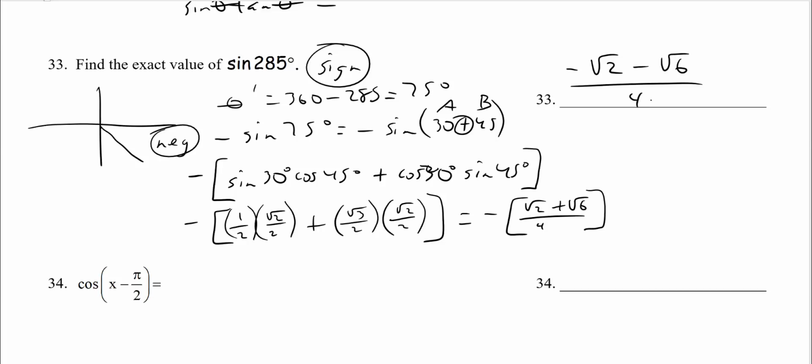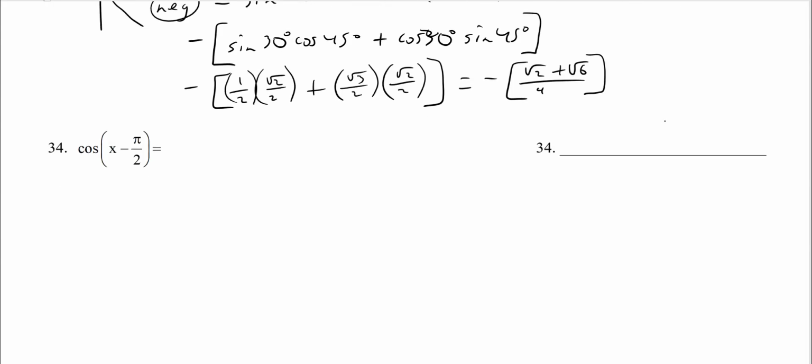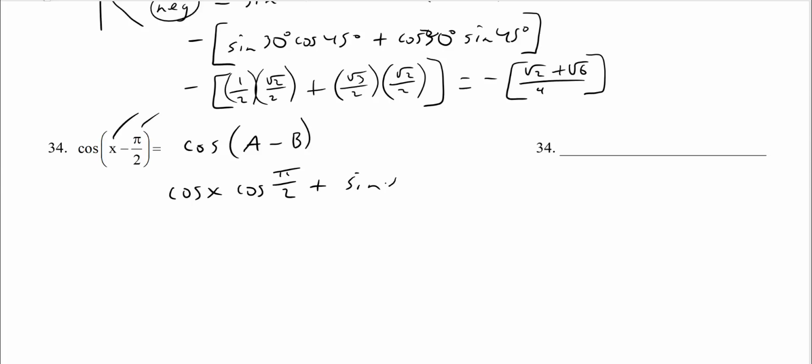Okay? Not bad. So this next one's kind of a weird looking one, but basically you're using cosine of A minus B. A just happens to be X, and B is pi over 2. So you guys should know cosine of A, so cosine of X, cosine of B, cosine of pi over 2, and then opposite sign plus sine of A, so sine of X, sine of pi over 2. That's how you simplify it. I'm literally just plugging those values into the A and the B.